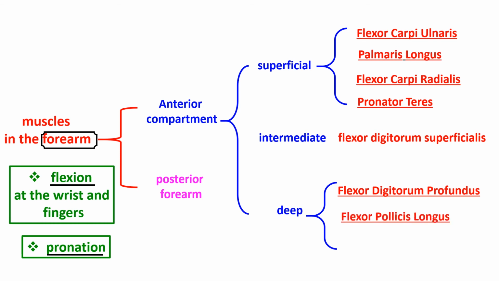There's a special flexor for the thumb, and there is a supinator. Posterior muscles of the forearm we will be seeing in the next.